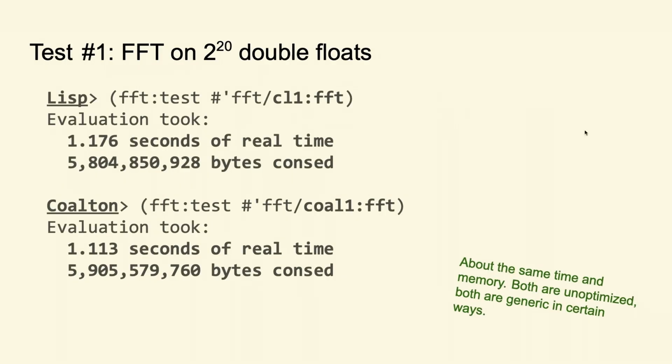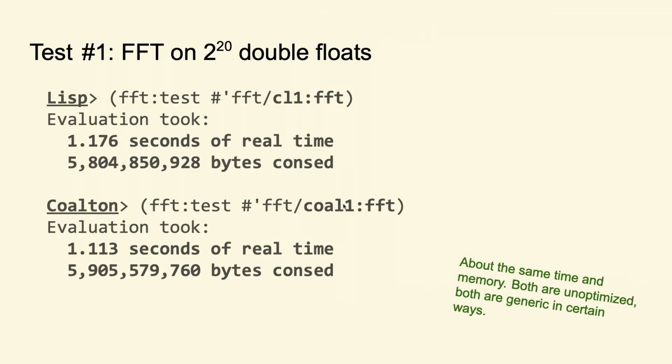Okay, so I wrote a little driver function, this FFT test function. I'm not going to show what that is. It's basically just calling this thing, and it calls the function. It creates a random array of 2 to the 20 double floats, complex double floats, and it runs the FFT on it, just to see how much time and memory. So in both cases, we run it, the first one here, CL1, stands for Common Lisp.